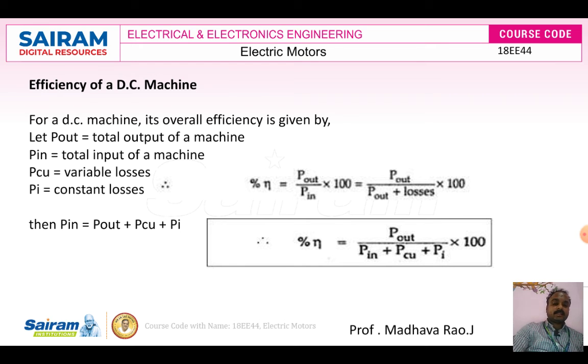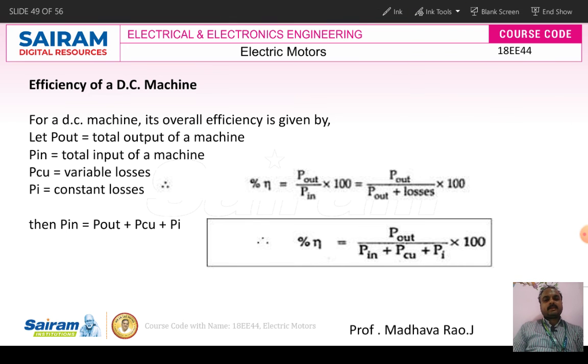So here we are considering P out, P in, PCU, PI. So P out means total output of a DC machine, and P in is the total input of a DC machine, and PCU is the variable losses, and PI is the constant losses. So P input is the total input to the DC machine, that is output plus losses, or P output plus P copper loss plus iron loss. So PCU, PI. So losses are copper loss and iron losses.